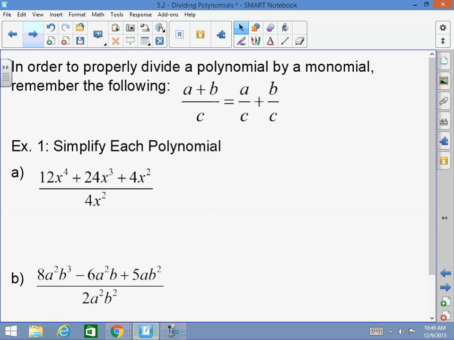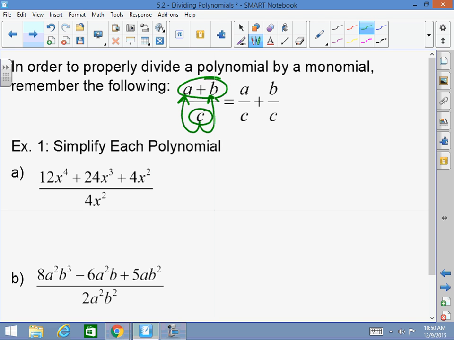Thank you. Okay. Now, in order to properly divide a polynomial by a monomial, remember the following rule, guys. When I have a polynomial, a plus b, divided by c, the bottom denominator gets divided into every single term in the numerator. So a plus b over c really means a over c plus b over c. So that's what I'm going to use regardless of how complicated we get.